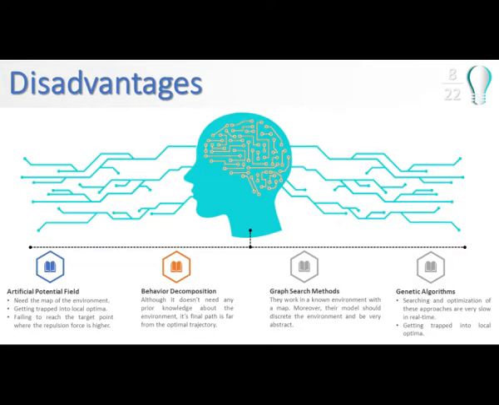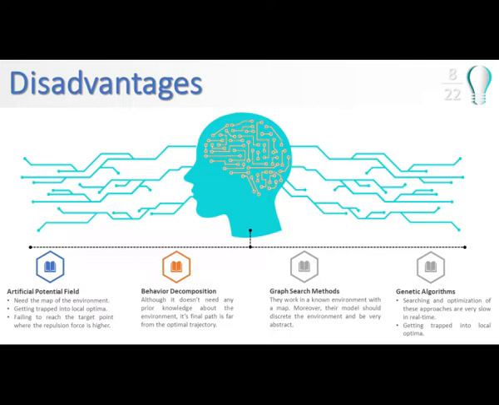Talking about the disadvantages, APF is map-based. The map-less autonomous navigation is the problem we're going to target here. So using a map beforehand is a disadvantage that we can consider in APF. We can get trapped in local optima, and it can fail to reach the target point where the repulsion force is higher. Behavior decomposition does not need any prior knowledge, but the final path is not very optimal. It's not the optimal trajectory.